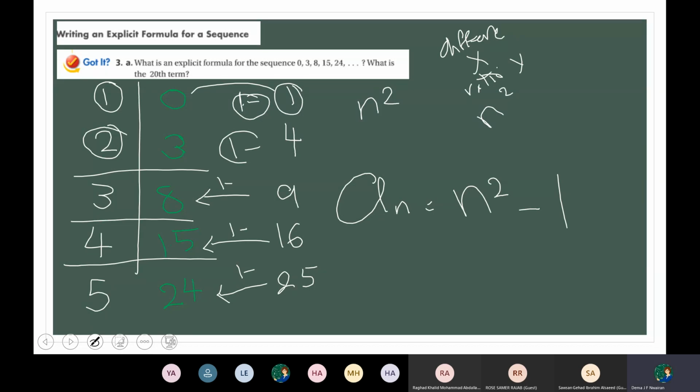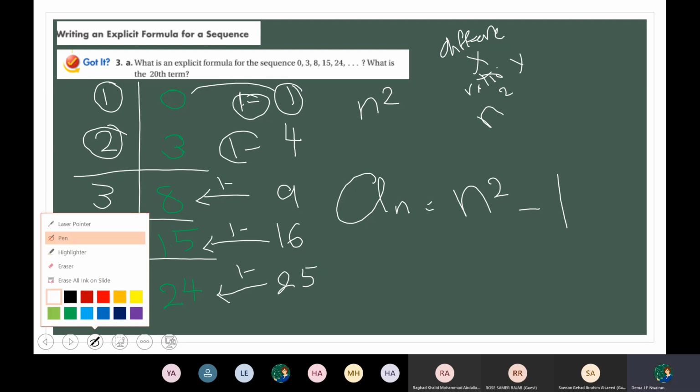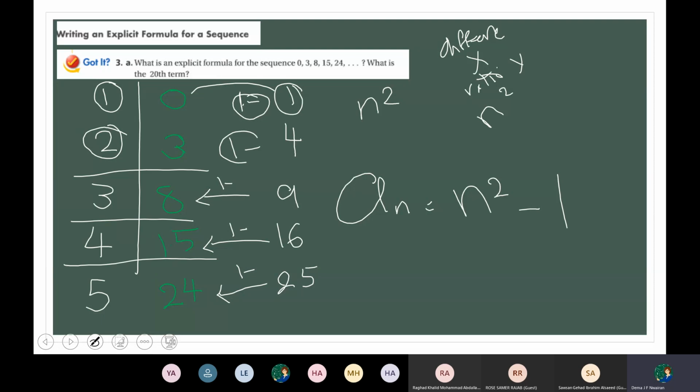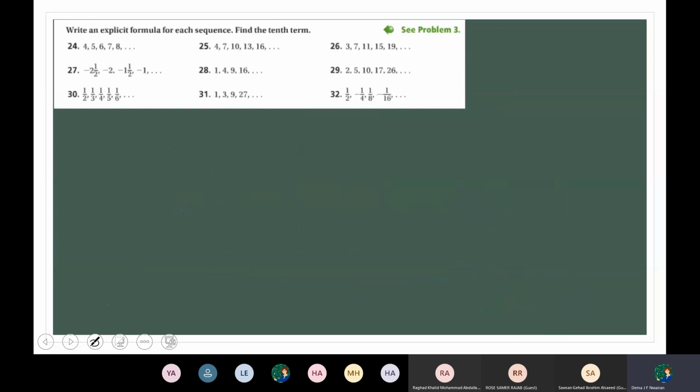So a of n will be n squared minus 1. Then he wants me to find a of 20. Look at this one here, because it's an explicit formula, it's easy for me. I don't need to find the previous term. I just need the number of the term. 20 squared minus 1, which is 399. Let's do another one.